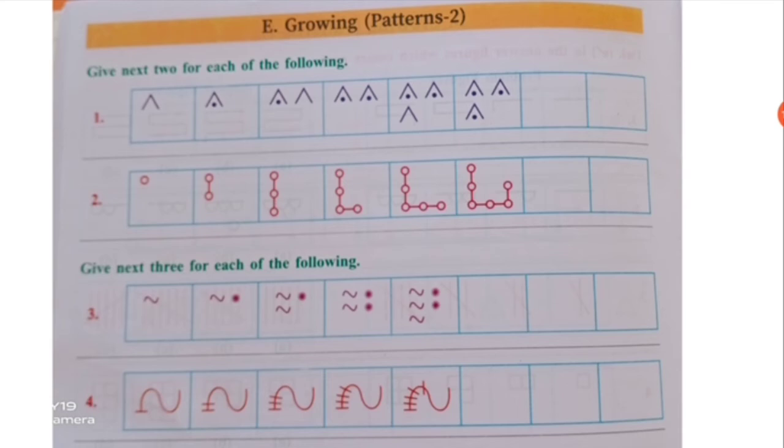Next, the fourth one: one slanting line, then design, two slanting lines, design, three slanting lines, design. So I can tell you that in all the boxes the design will be the same, only we have to add one more line in each box. Here in the first box one line, then second box two lines, then third, fourth, five, 6, 7, 8. So got it, students? If you observe it very nicely, you will understand it very easily.